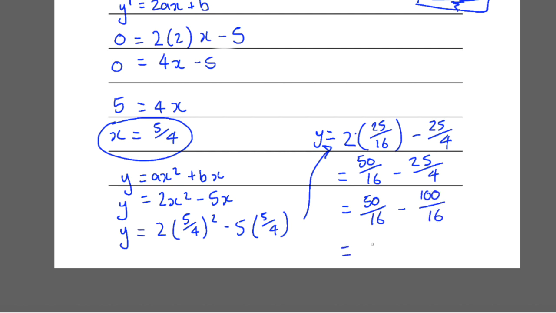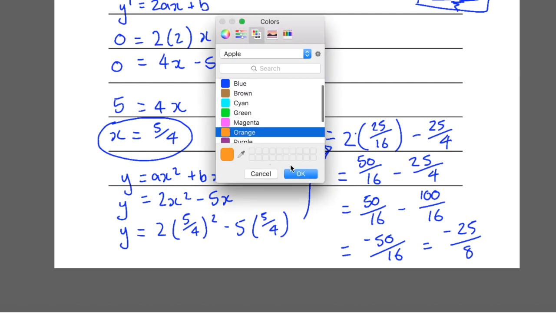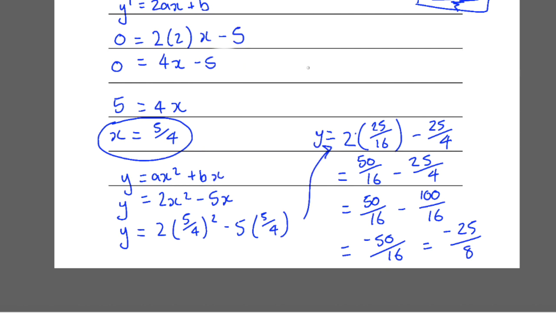50 minus 100 is negative 50 on 16. We can half both of those, so it'll be negative 25 on 8. And that will be our answer. I don't think that can be simplified anymore. So our final solution, the coordinates where the gradient is 0, well, the x value is 5 on 4 and the y value is negative 25 on 8.